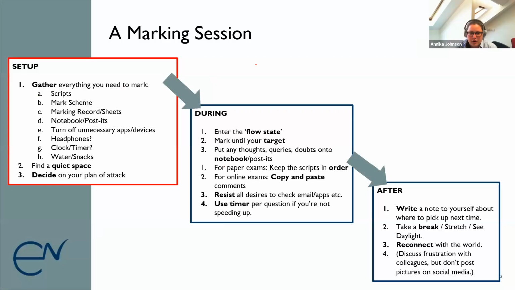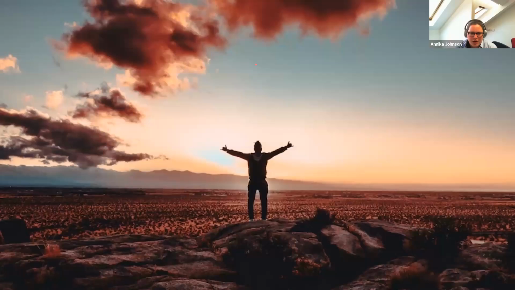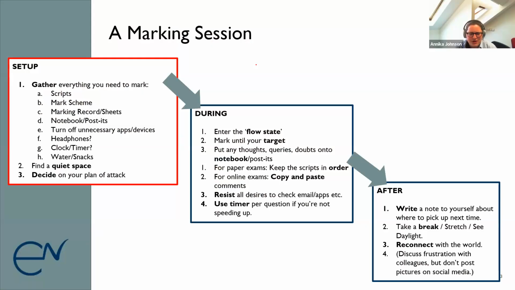Okay, so that's kind of it across time. I thought I'd try and write down also what I still do in a single marking session. So I'm going to spend a morning marking, what am I going to do? I think it begins with setting up your space. Make sure you've got absolutely everything you need.